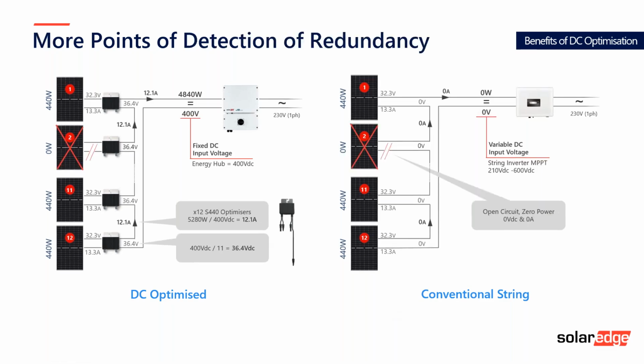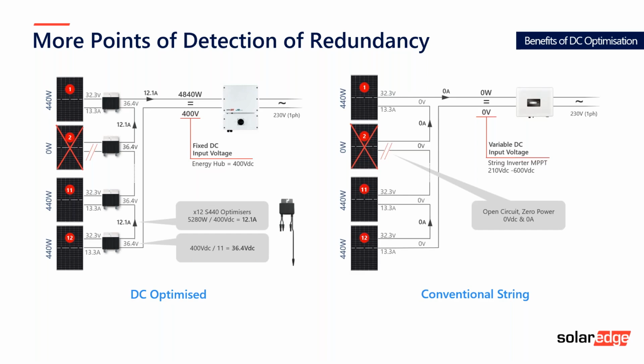But I guess one of the key points that some of our friendly competitors out there will use against SolarEdge is that a common concern is more points of failure. I guess we like to look at it as more points of detection or redundancy. And if you think about it, there's still the same amount of panels connected in the system.